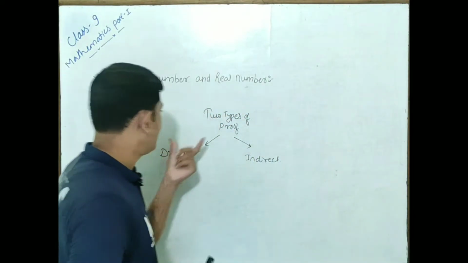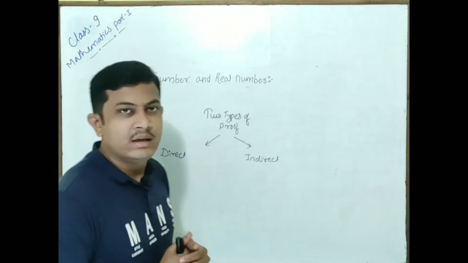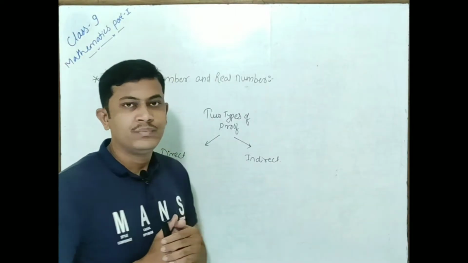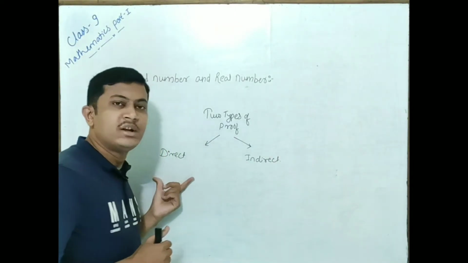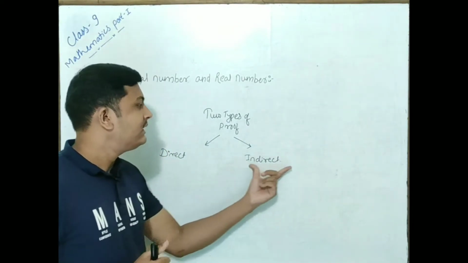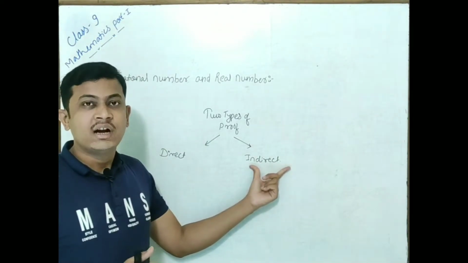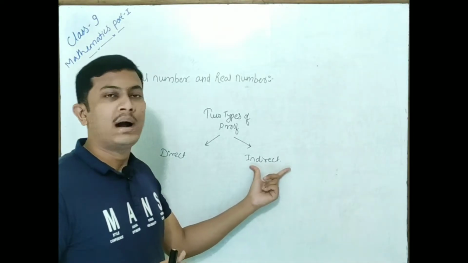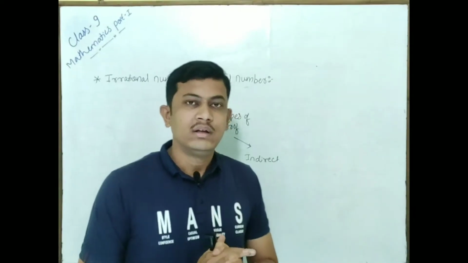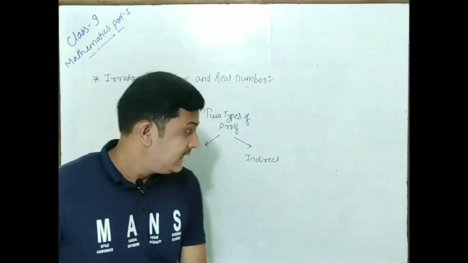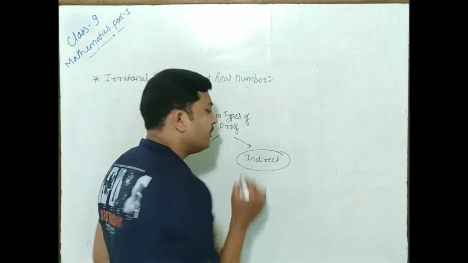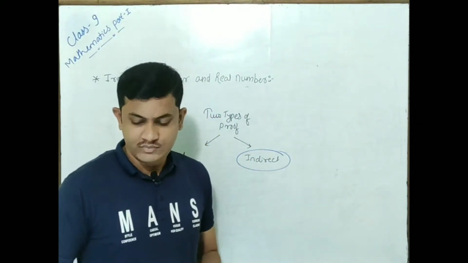There are two types of proof, direct proof and indirect proof. In direct proof, we prove that the conditional statement is true, and in indirect proof, we start with an assumption that the part to prove is false. So by using the indirect proof we will see one example. So let's see.